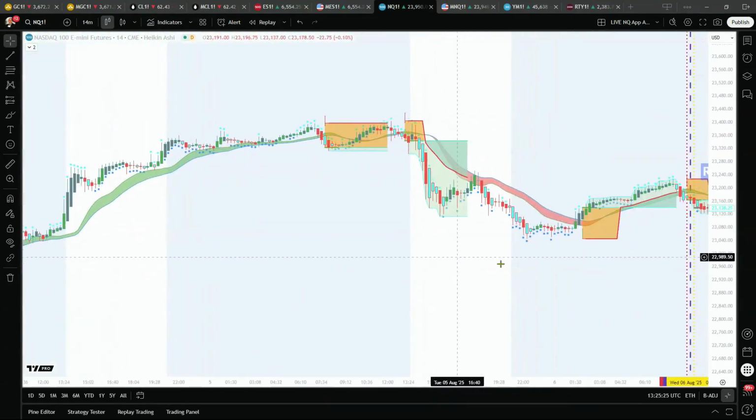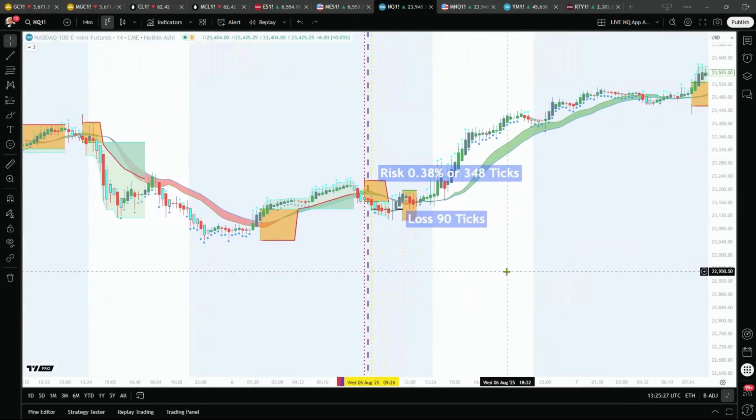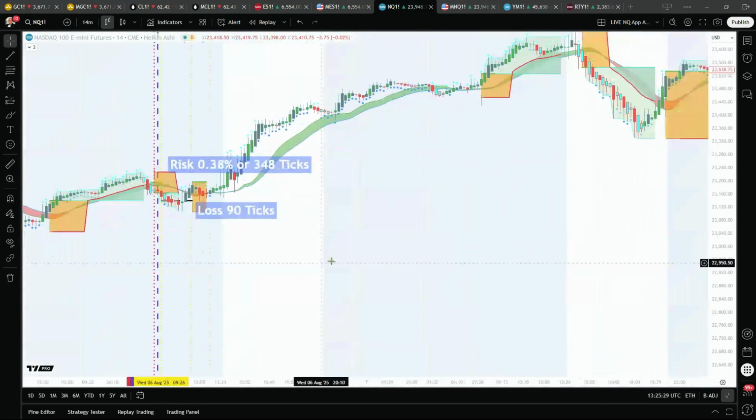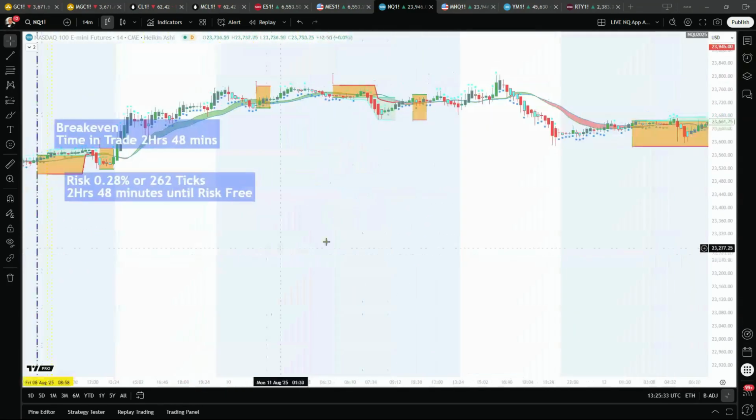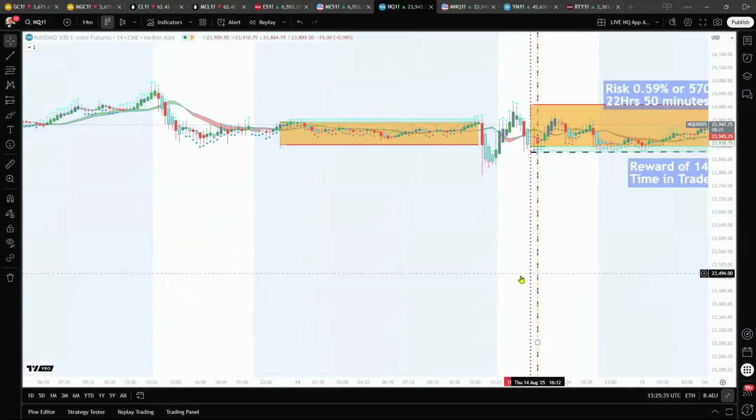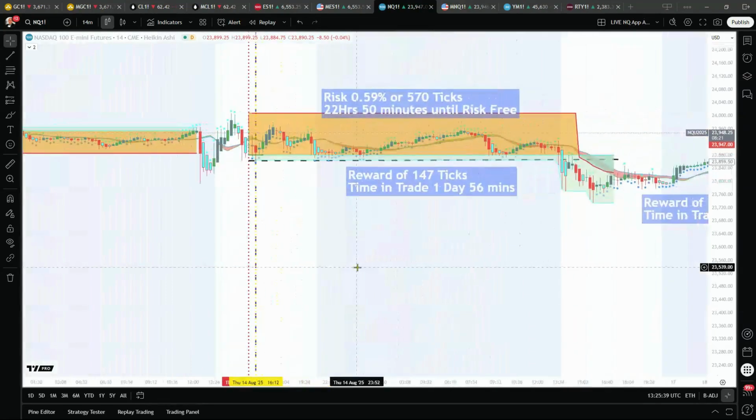And then obviously I'm starting to put that information down. There's a loss here of 90 ticks, and so on and so forth. We're at break even there, and again, this is all the work I do previously. Again, this one, look, this was 22 hours 50 minutes. It just came in and went sideways, but eventually won.